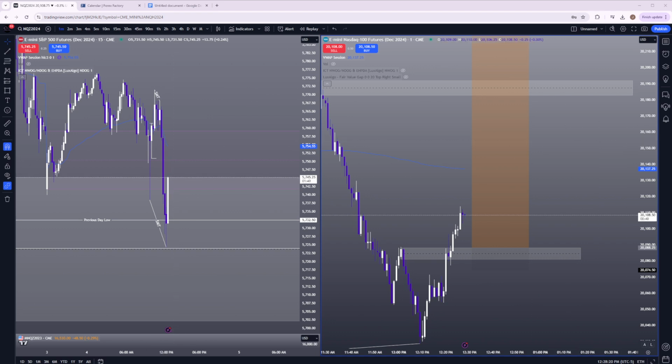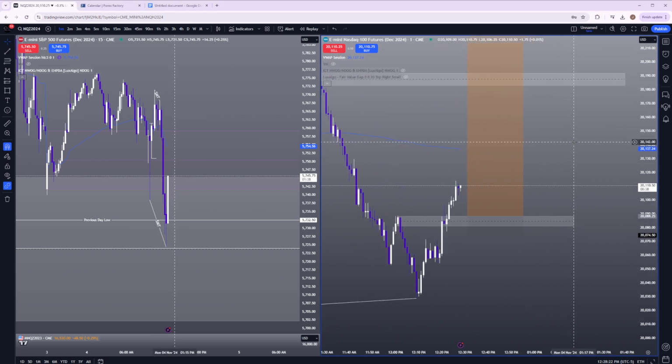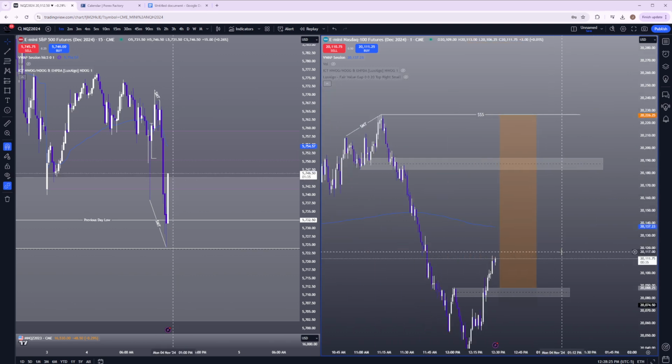All right, so we should be good now. Looking for these longs, guys. That's all I'm looking for right now. Longs.